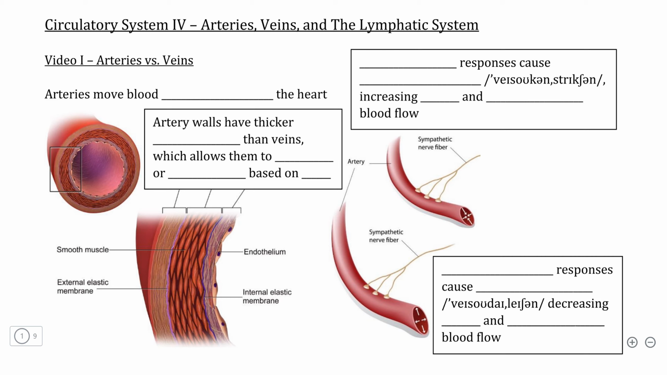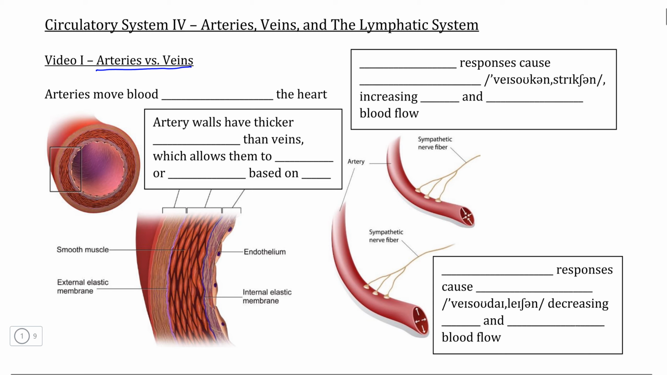In this series of videos, we're going to be looking at the structural and functional differences between the different types of vessels that are used by the circulatory and lymphatic systems, starting with the difference between the two key types of blood vessels, arteries versus veins.